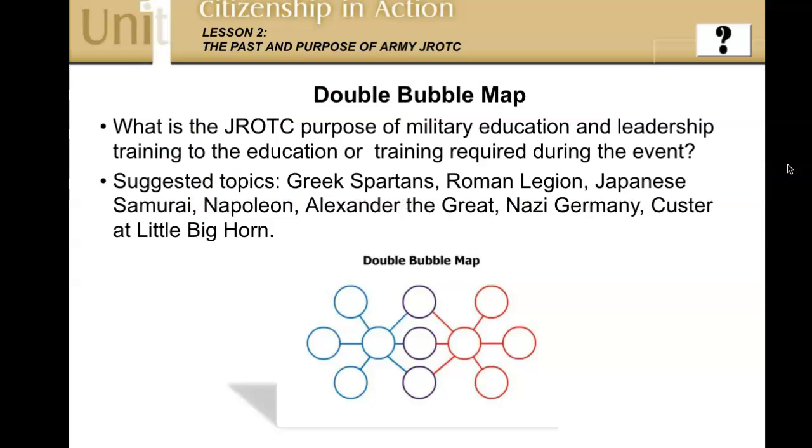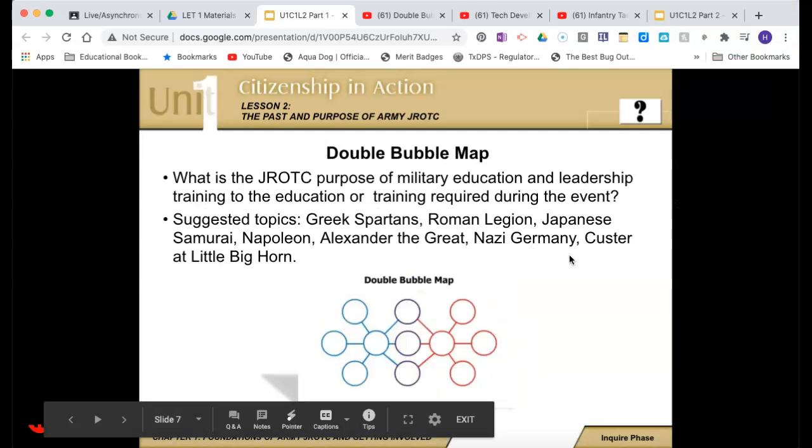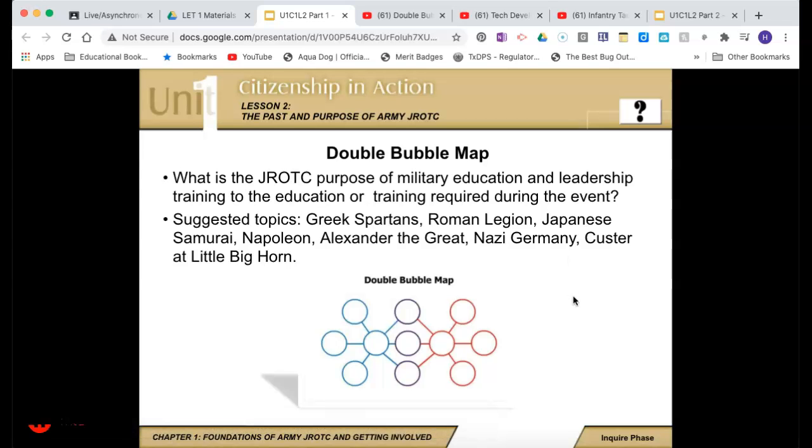So thinking about the JROTC purpose of military education and leadership training, and how that is connected to education or training in general, think back to the video clip you saw on tactics of the Civil War, and then the tactics you saw in World War I, right? So I want you to do a double bubble map, which is a compare and contrast of Civil War tactics and World War I tactics. So let's watch a video about how to use a double bubble map. In the Google Classroom, you have a double bubble map that you guys can use to do this exercise.